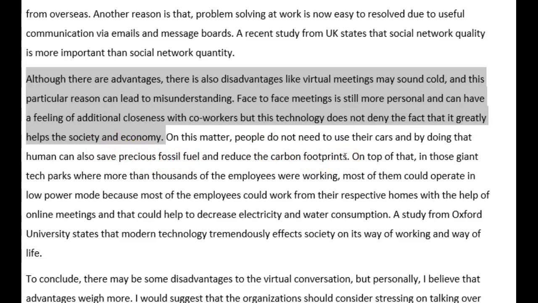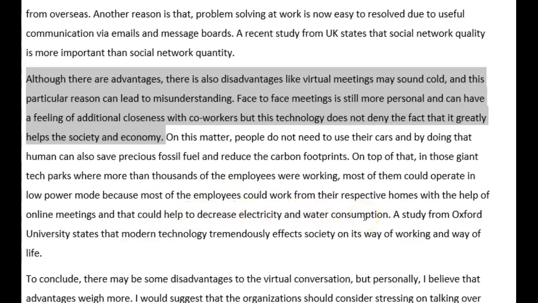"On top of that, in those giant tech parks" — what do you mean, in those giant tech parks? You're talking about them as if we know which ones you're talking about, but we don't because it's the first time you've mentioned them. So, "on top of that, in giant tech parks where more than thousands of employees work, most of them could operate in low power mode because most of the employees could work from their respective homes with the help of online meetings, and that could help decrease electricity and water consumption."